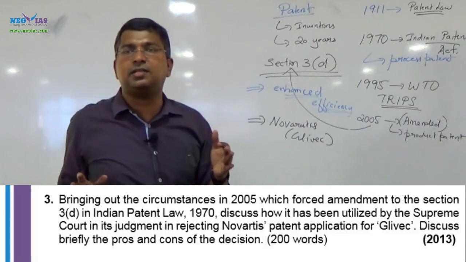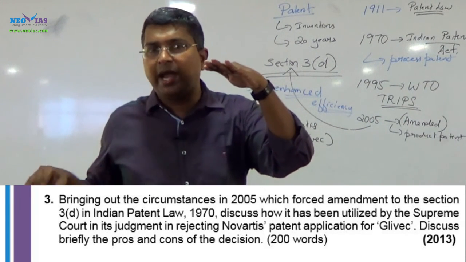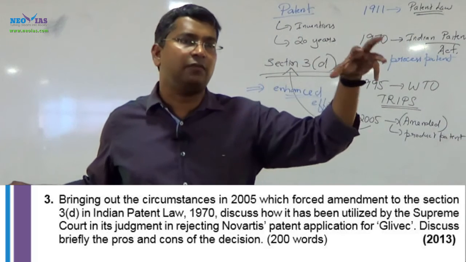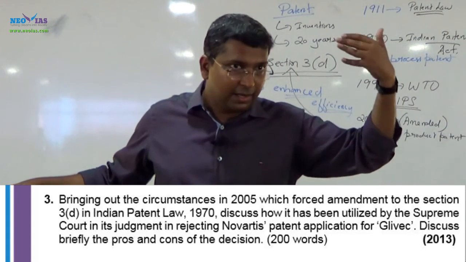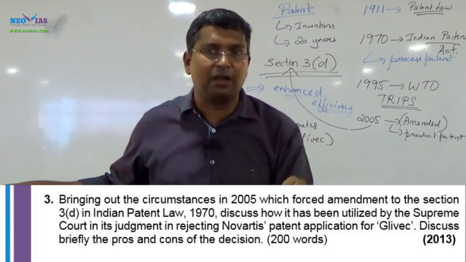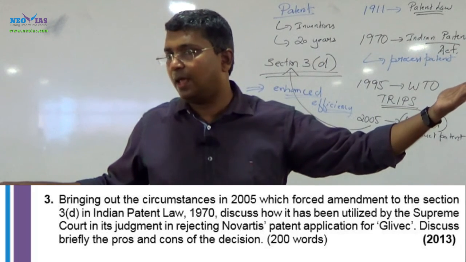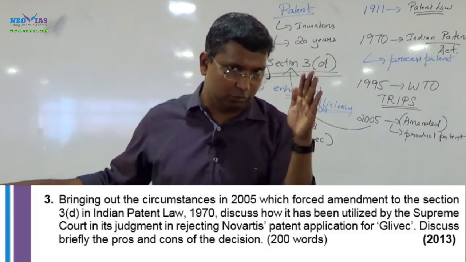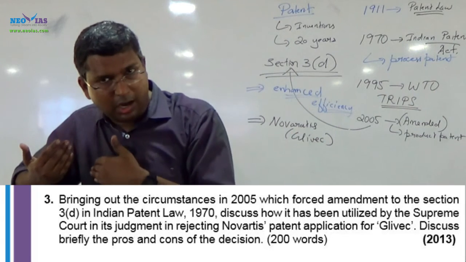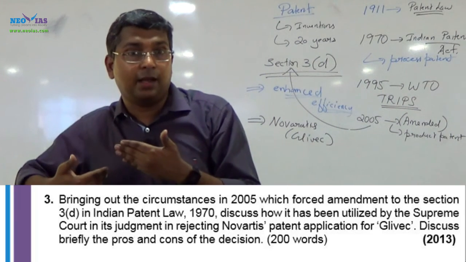Pros are advantages. The major advantage I told you: by preventing evergreening, many of the drugs will become affordable. And India being a generic drug producer, we can not only produce for India, we can also produce the same drug for other countries, especially poor countries like those in Africa. And it can also prevent the monopolistic tendencies of other companies who might use provisions like Section 3D. Now, what are the cons?